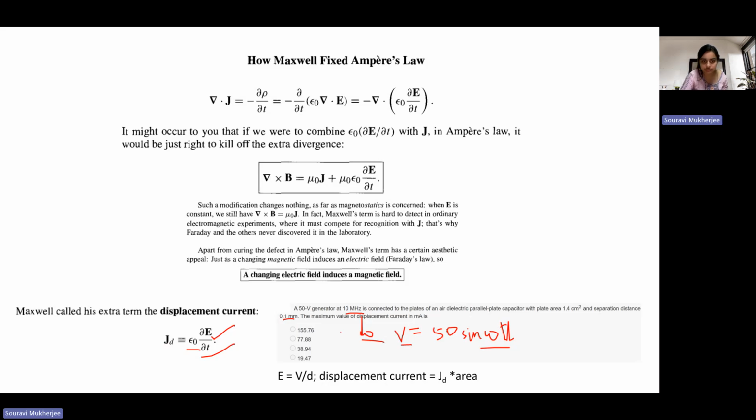Now for current, the unit here will be per unit area. So if you are asked to find the net displacement current, you have to multiply this by the area. Okay, so displacement current is JD into area. And the area is also specified here. Be careful about the units. So that gives you the value of displacement current.